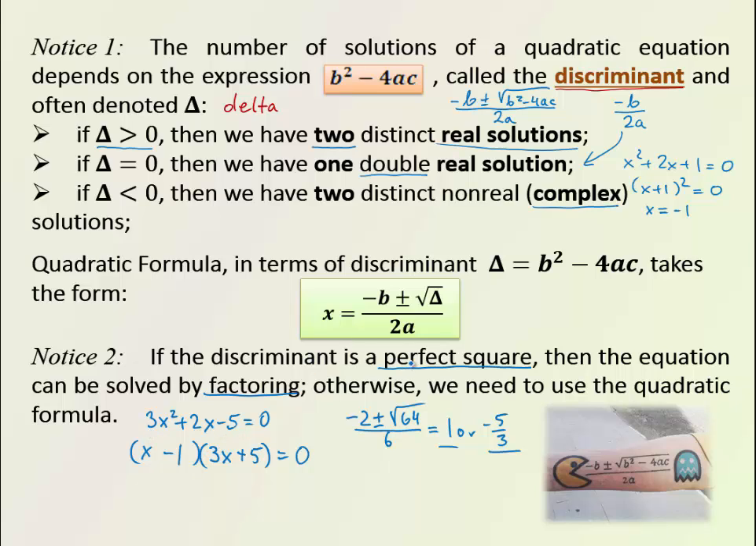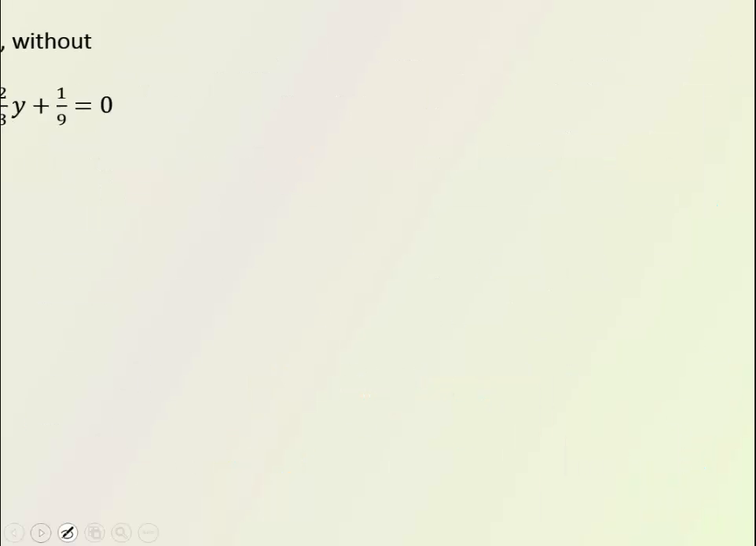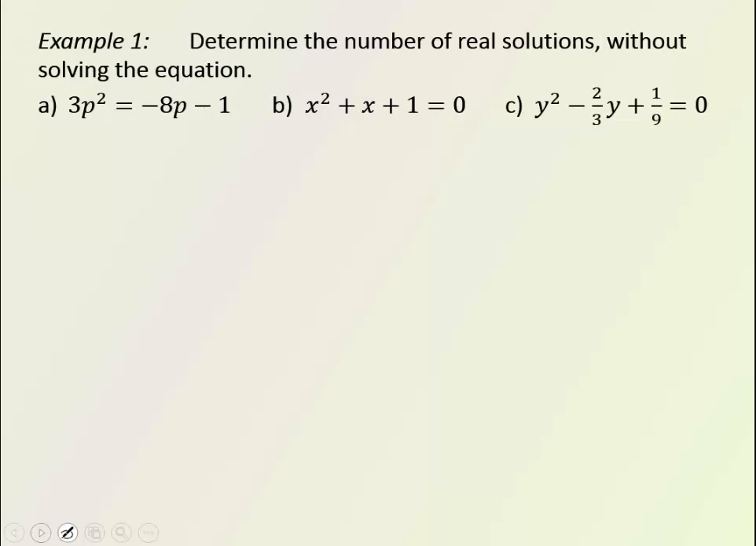So as soon as the discriminant is a perfect square, we know that the equation can be factored. If it's not a perfect square, then we have to use the quadratic formula. Here we have a couple examples. We need to determine the number of real solutions without solving the equation, which really indicates to calculate the discriminant, because the discriminant gives us all this information.